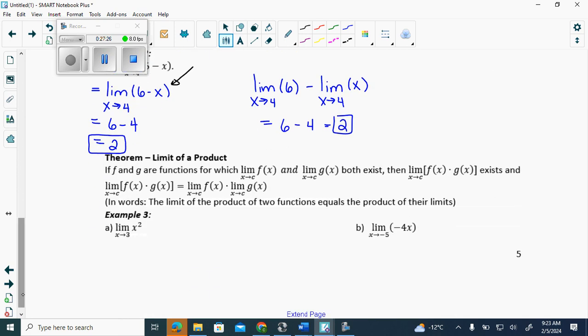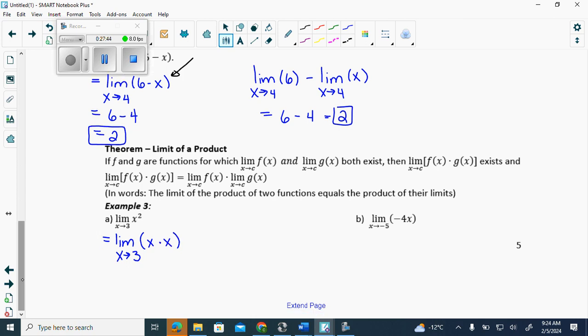Same theorem happens for products. If I have two functions that are multiplied together, I can separate them out as two functions being multiplied. Now some people will say, well, x squared would be the same as the limit as x approaches 3 of x times x. Then I could technically write them out separately: the limit as x approaches 3 of x times the limit as x approaches 3 of x. In the next step, I would substitute in, so the limit would go away. We agree? I'm going to put the 3 in for the x, get 3 times 3, then the limit is gone, and I write 9.